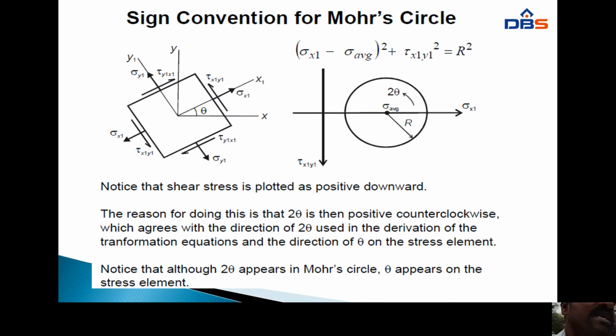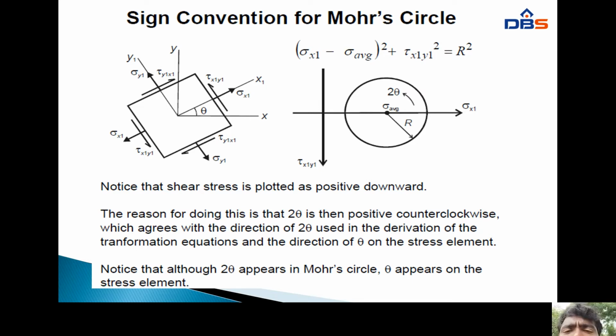The sign convention of the Mohr circle is sigma x1 minus sigma average whole square plus tau x1 y1 square equals R square. In the sign convention, in this figure, the inclination of theta is measured from the x direction: sigma x1 is positive in the x1 direction and negative in the opposite direction, and tau x1 y1 is positive clockwise and negative anti-clockwise. In this plane figure we can draw the Mohr circle.